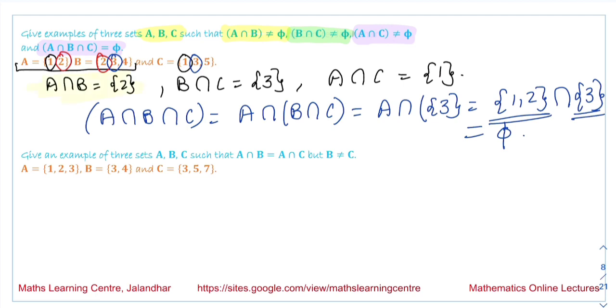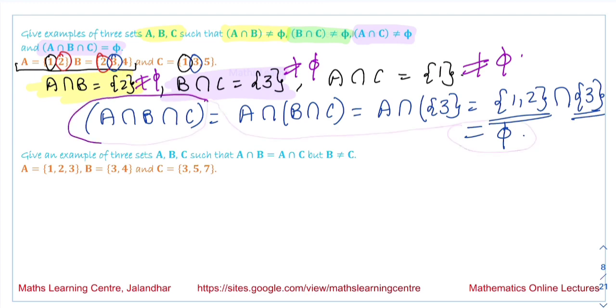So what we get is that A intersection B is not equal to phi, B intersection C is not equal to phi, A intersection C is not equal to phi. All these have some elements, but A intersection B intersection C is equal to phi.